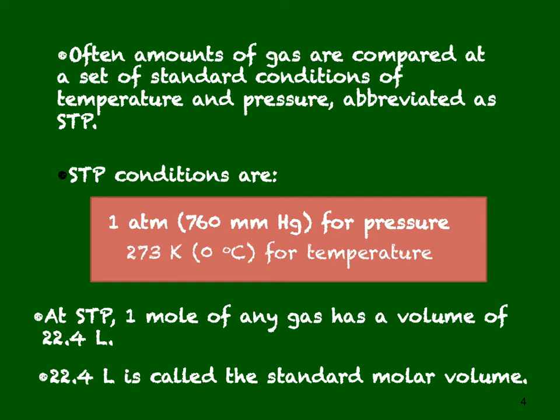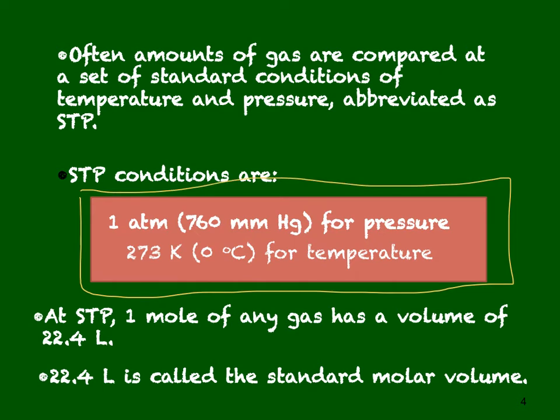Standard temperature and pressure is 1 atmosphere, or 760 millimeters of mercury, and 0 degrees C, or 273 Kelvin for temperature. Now, what's really important is what happens at STP. 1 mole of any gas at STP is going to occupy a volume of 22.4 liters. This is what we call the standard molar volume. What this means is if I am at STP, I can use this molar volume to determine the number of moles of gas present. That is hugely important.